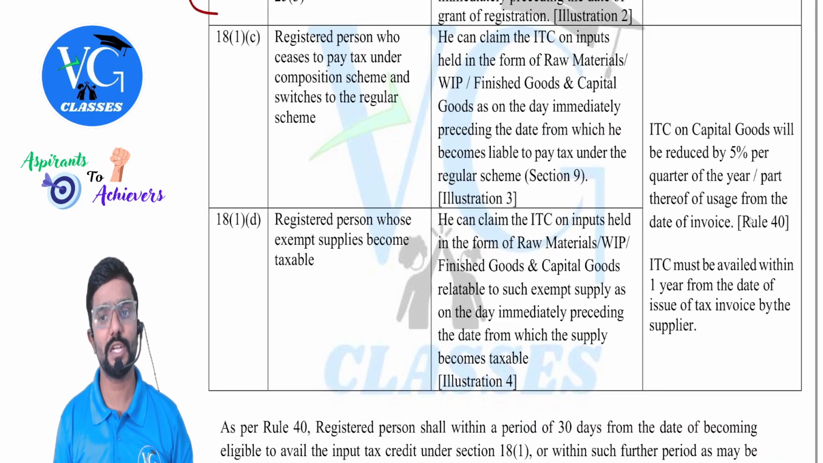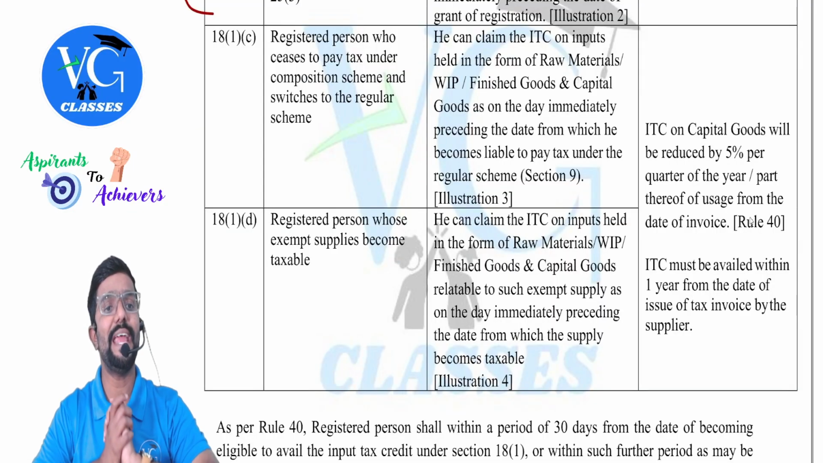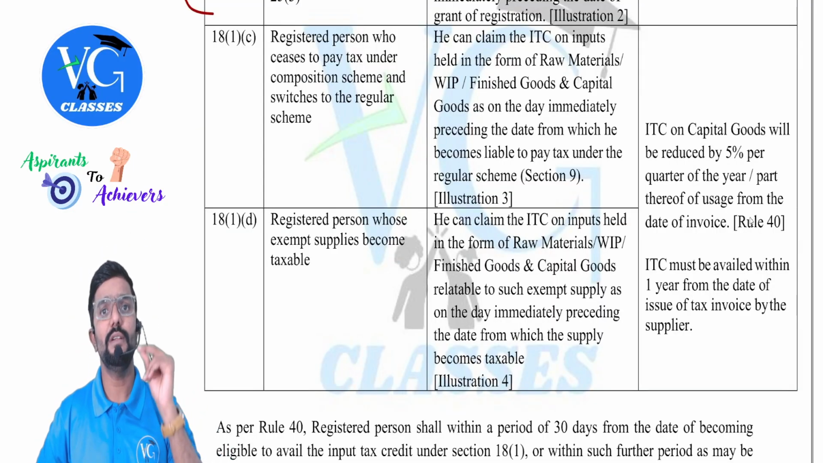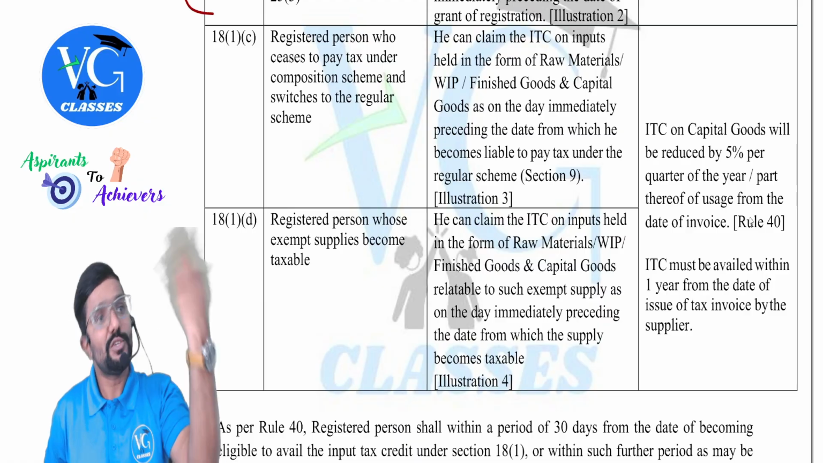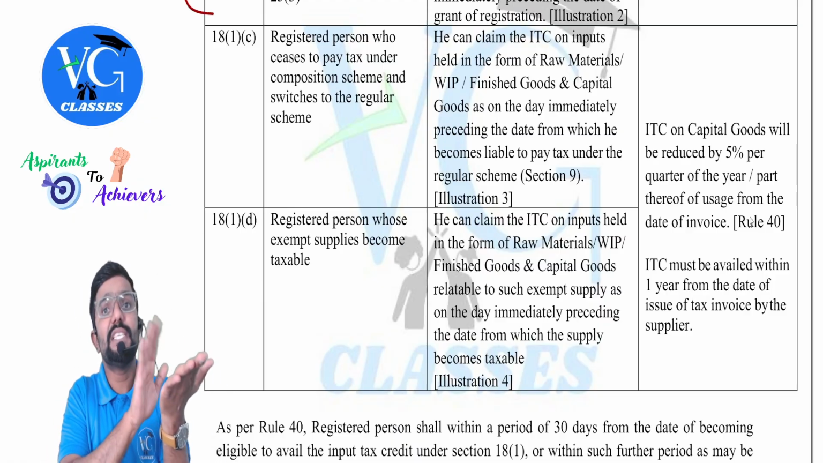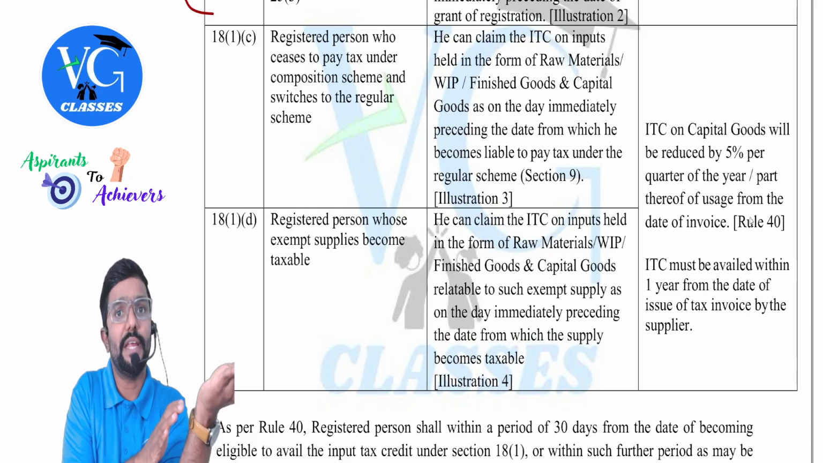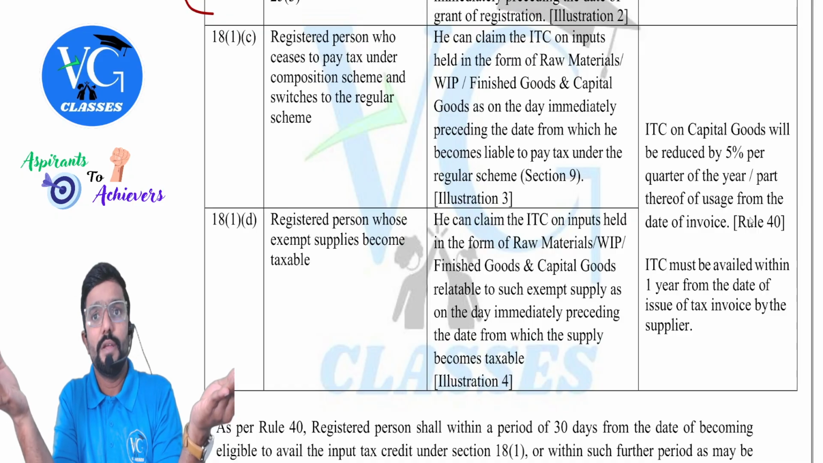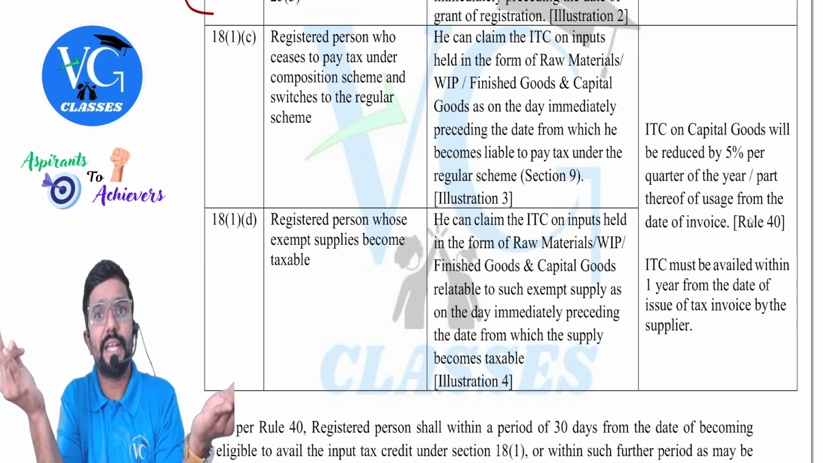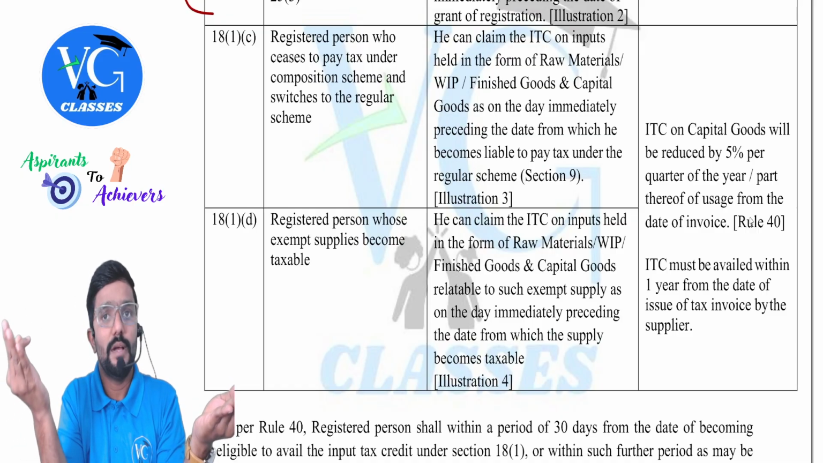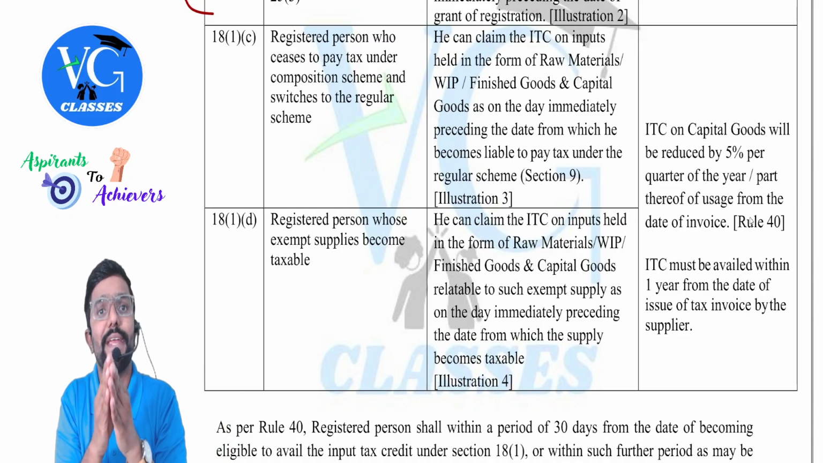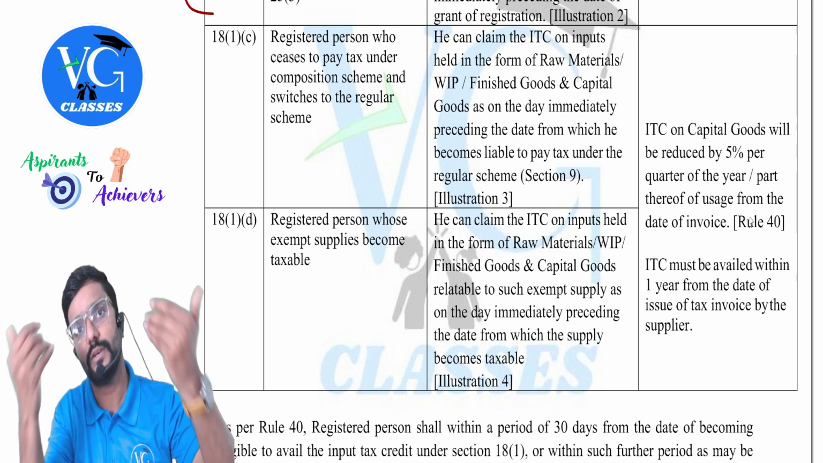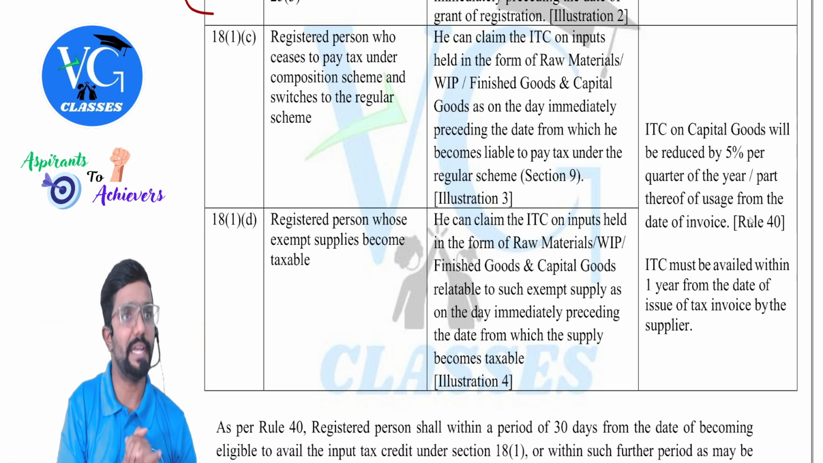Next, we have two more special cases. What is it? 18.1c and 18.1d, guys. Please be careful. Here, actually the person is already registered. But registered under which section? Section 10. Now he is moving to section 9. Now when he goes to section 9, will he get a credit? Yes. But sir, what about the stock he was having on the preceding day? Will he get the credit on that also? Yes, they're telling he will get it.